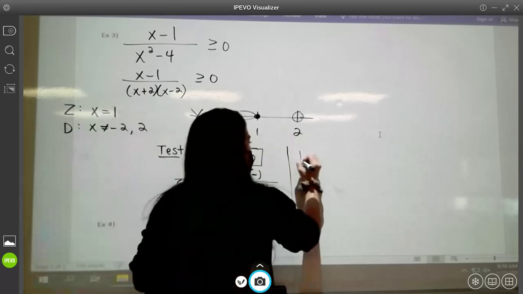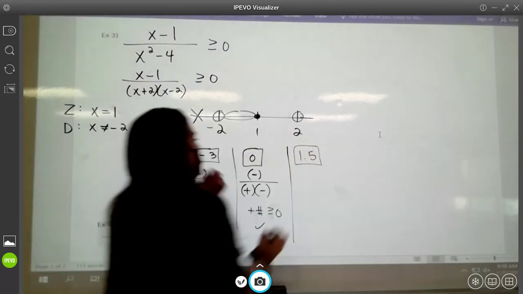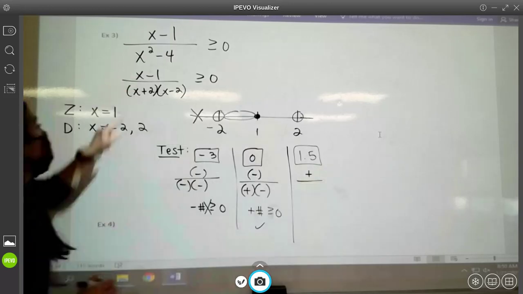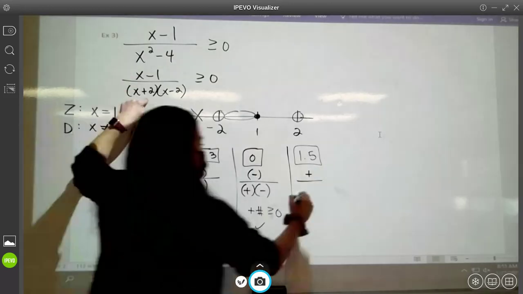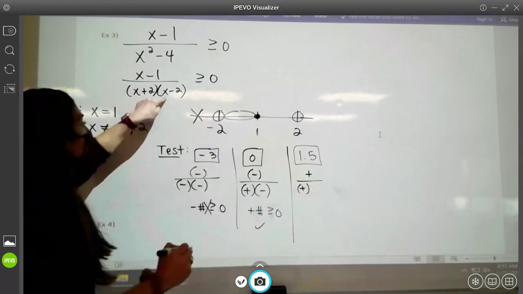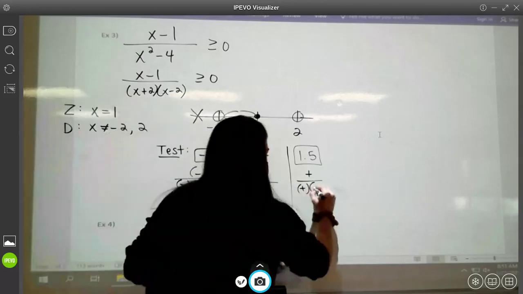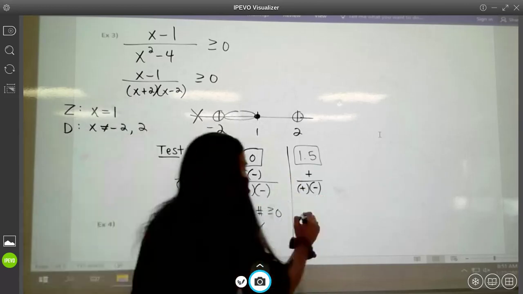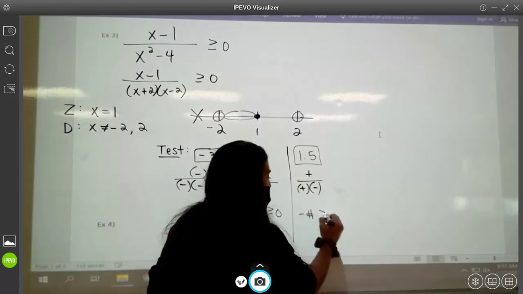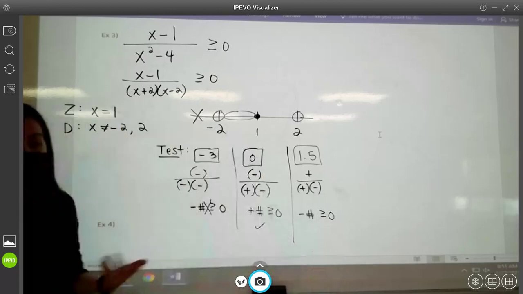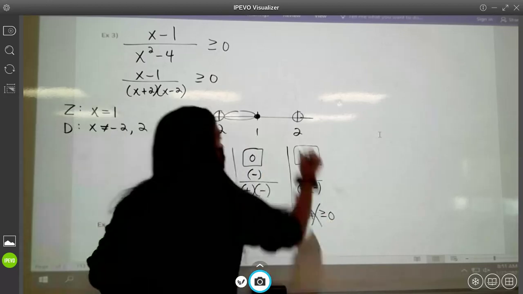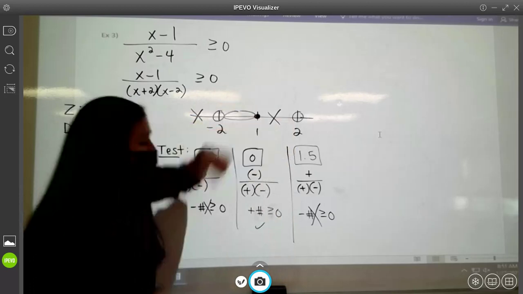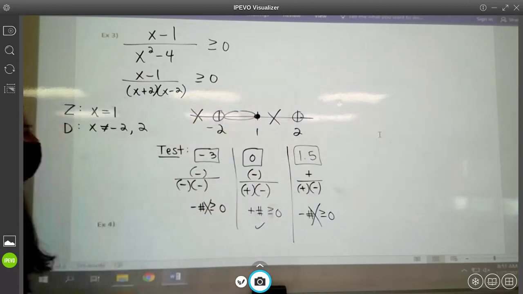All right, I'm going to try 1.5. 1.5 minus 1 is positive. 1.5 plus 2 is positive. 1.5 minus 2, though, is negative. A positive divided by a negative is going to be a negative number. And will a negative number be greater than or equal to 0? No, bad guys. Because again, if these were positive, this should be a cross, and we should be down to a negative part of the graph now.